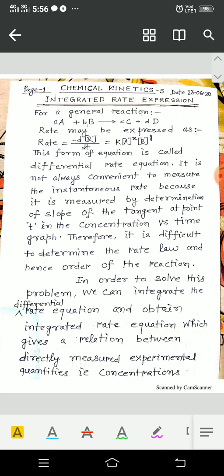And it is not always possible to measure the instantaneous rate because it is measured by determination of slope of the tangent at point t in the concentration versus time graph.